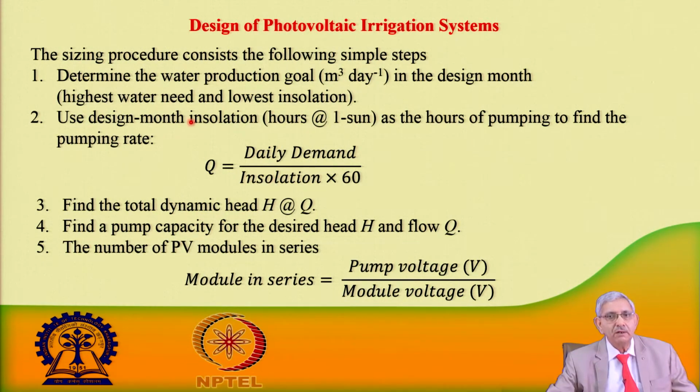So, we are calculating Q, that is the design discharge, which will be daily demand divided by insolation multiplied by 60. So, we will get the value of Q. Now, find the dynamic head versus discharge at a particular discharge. So, we will get this particular relationship, and the value of H. So, we will find out the capacity for the desired head and for a given flow rate.